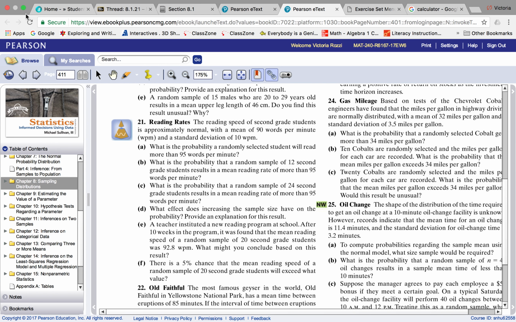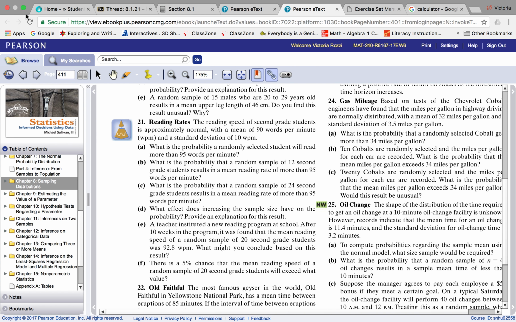21, which has to do with reading rates, and it's all regarding the idea of a sampling distribution. Some of you may not be this far, and that's okay, but Jen had this question, so I wanted to go over it. Her big question was the one down the bottom for letter F.